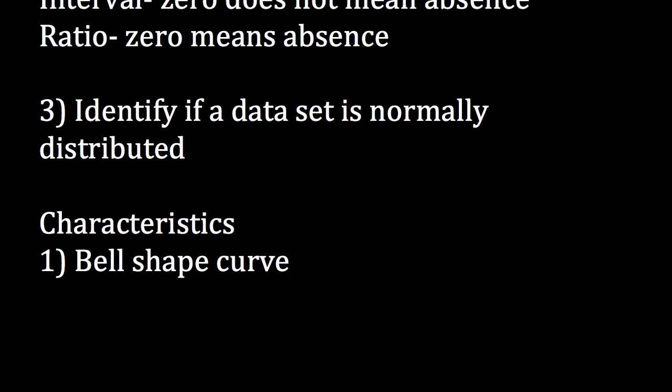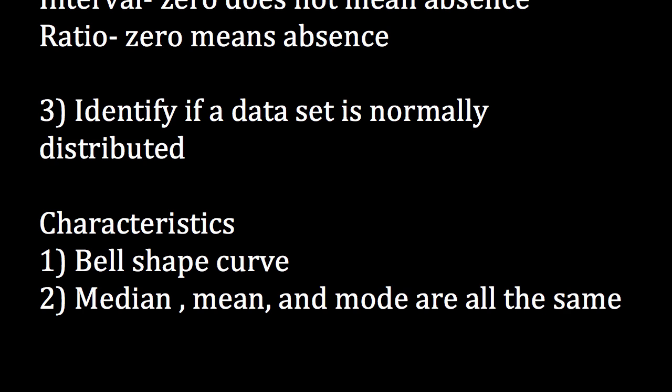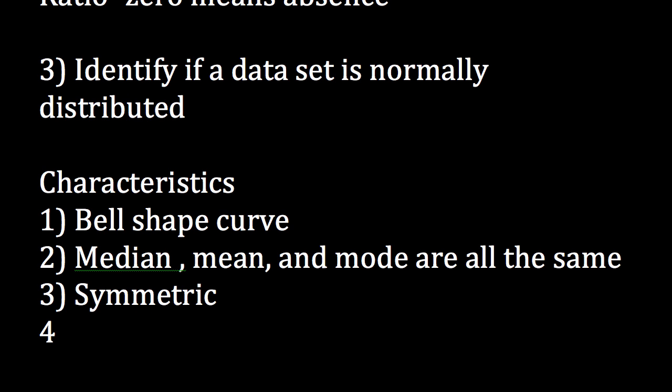And also the median, mean, and mode are all the same. The curve itself can be folded on itself because it's symmetric. So the third is the distribution is symmetric around the mean. And the fourth is that the skewness and kurtosis are 0.